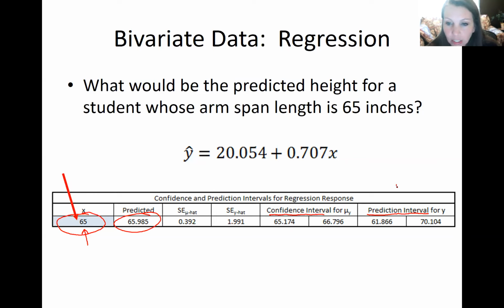The prediction interval is for an individual. So this one says, okay, we have Sally, and Sally's arm span is 65 inches. What will we predict Sally's height to be? That's what this prediction interval is. It says, if Sally's arm span is 65 inches, then we would predict Sally's height would be between 61.866 and 70.10. So hopefully that clarifies the difference between those two.